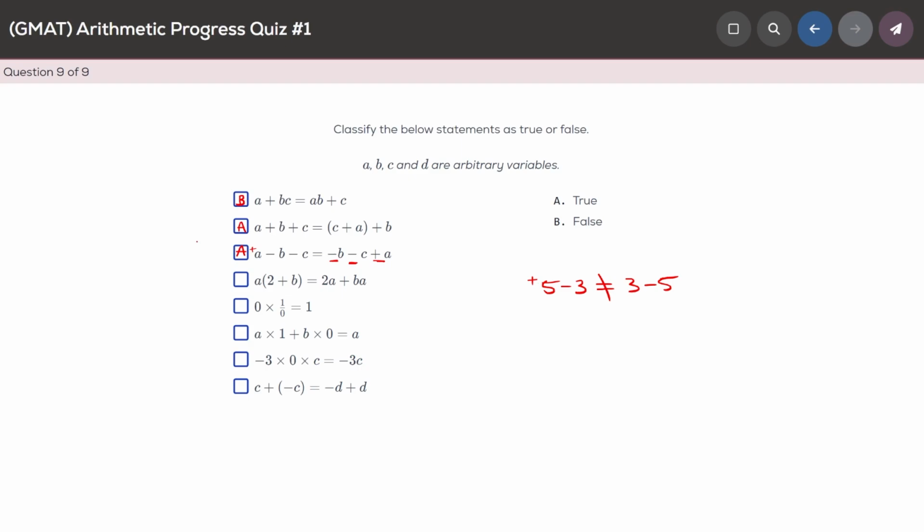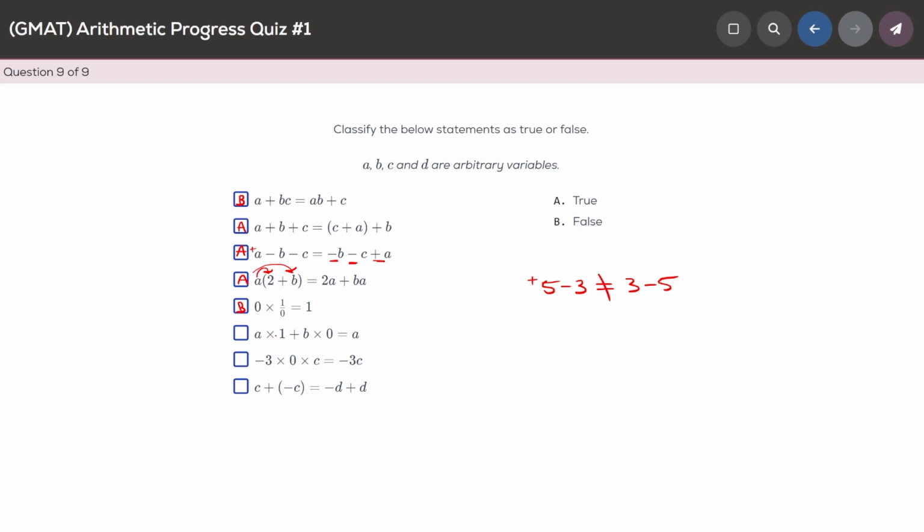This one is called the distributive property. The A goes into the 2 multiplied, and then the A goes into the B, which is exactly what's happening here, so that's true. Whenever you multiply something by 0, it's always 0, and you can't even divide by 0 anyway. We'll talk more about that later. So this is going to be false.